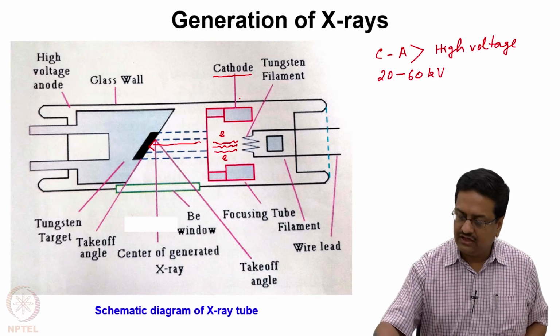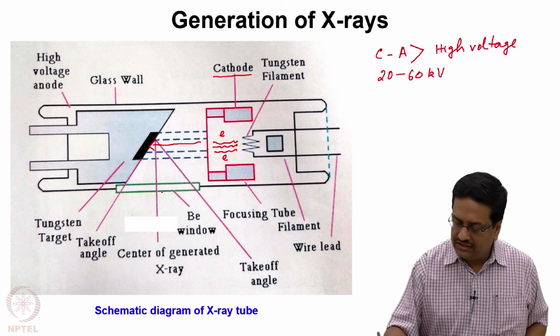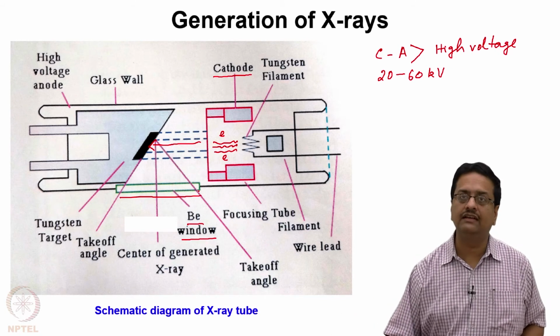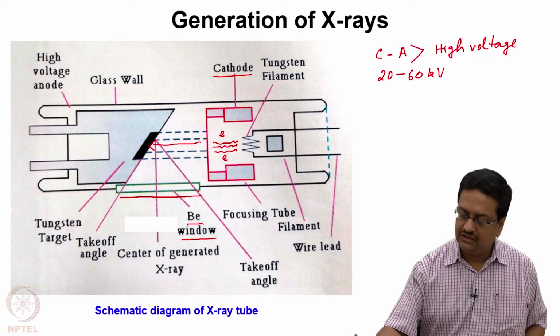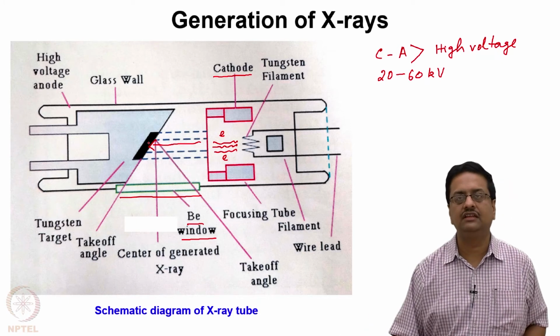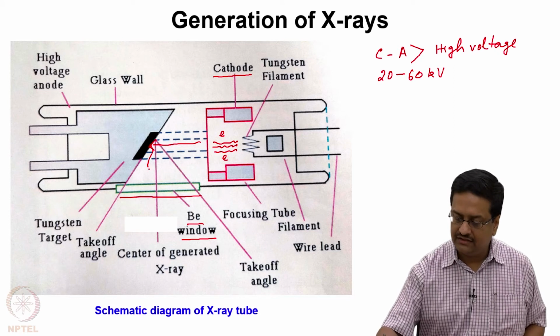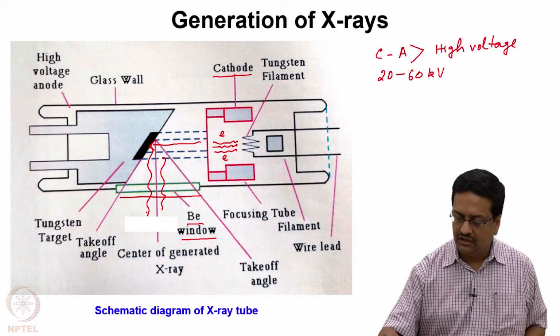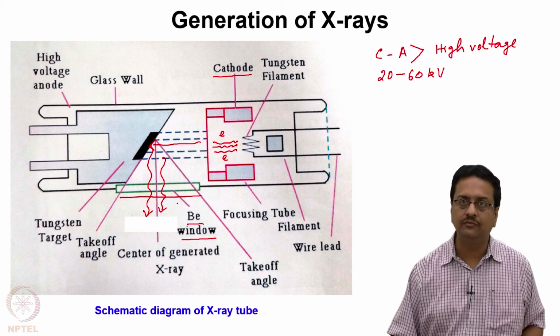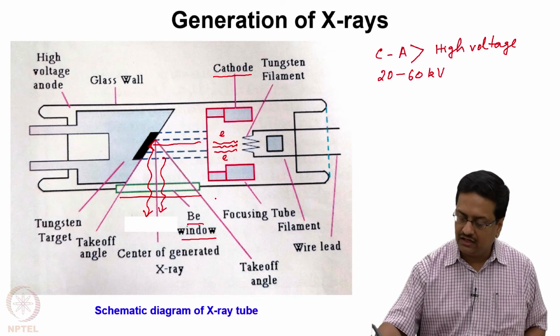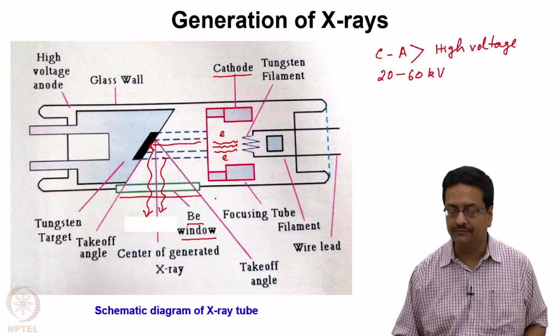We have a glass wall, we have a beryllium window which is transparent to X-rays. So when the electrons come and impinge on the anode, the X-rays are generated, and that X-ray is emitted in this direction outside the tube, and this beryllium window allows the passage of that X-ray beam.